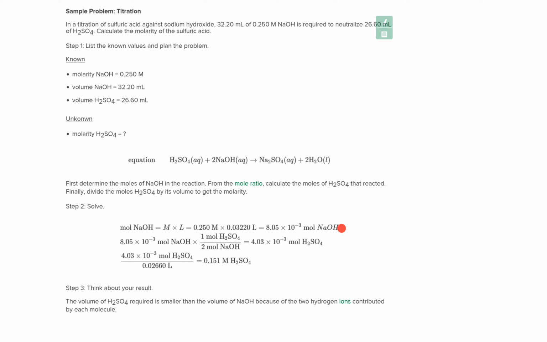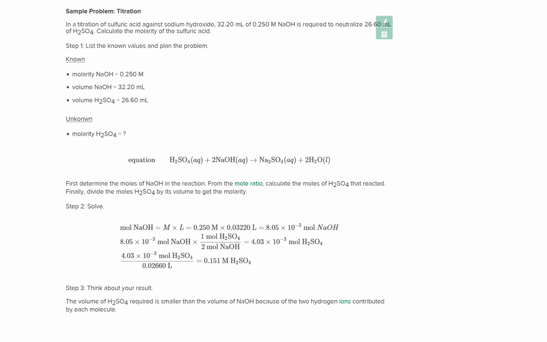Now that we know how many moles of sodium hydroxide we had, we're going to multiply that by the mole ratio from the equation. You guys did this. This part you've done. So we look and we see there's 2 moles of NaOH for every 1 mole of H2SO4. So we multiply those and we're left with 4.03 times 10 to the negative third moles of sulfuric acid. So that's how many moles of sulfuric acid we used.